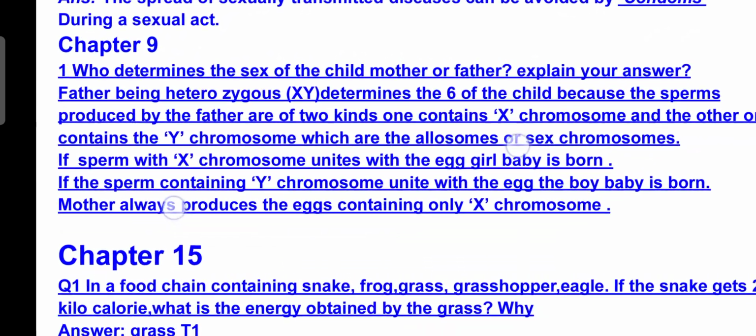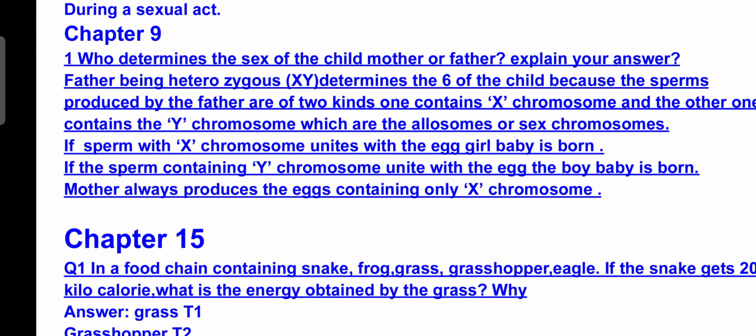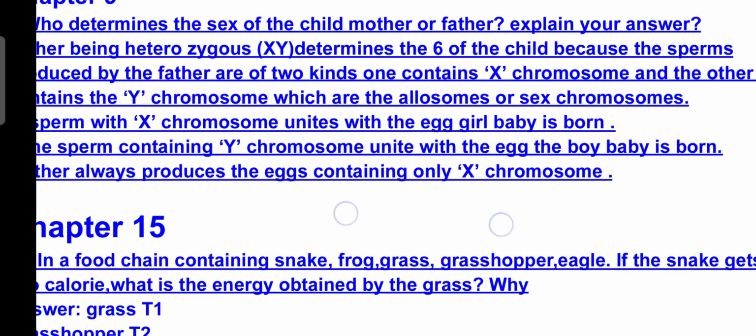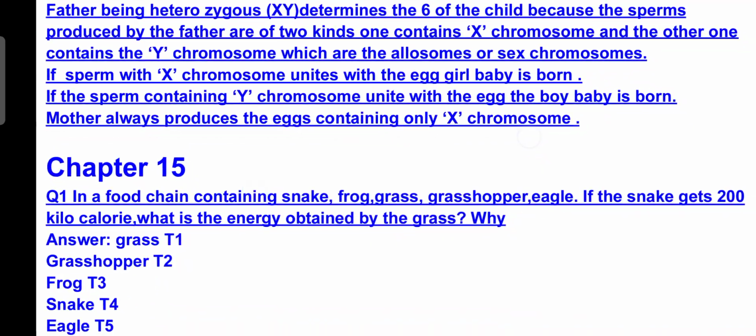Let us consider some questions from chapter 9. Who determines the sex of the child? Mother or father? Explain your answer. It is obvious that the father, being heterozygous, containing X and Y chromosomes as the allosomes, will determine the sex of the child. Because the sperms produced by the father are of two kinds. One may contain the X chromosome and the other may contain the Y chromosome.